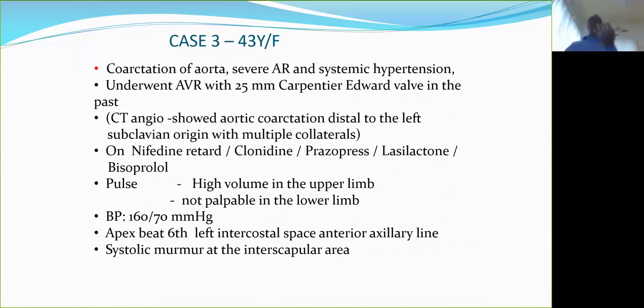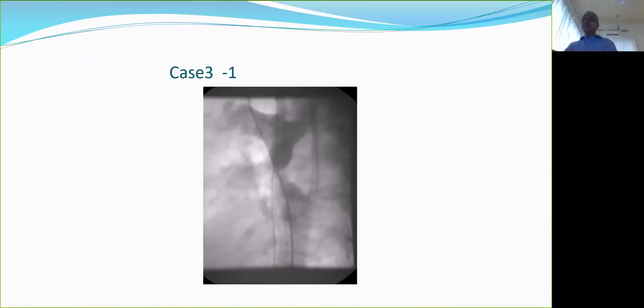Look at this patient. This is a 43-year-old patient which I have seen in Chennai. She had coarctation, severe AR, and systemic hypertension. Amazingly, she had undergone an aortic valve replacement 10 years ago with her coarctation missed. So she presented to me with severe aortic regurgitation from the prosthetic valve and severe hypertension on 5 drugs. And this was her angio.